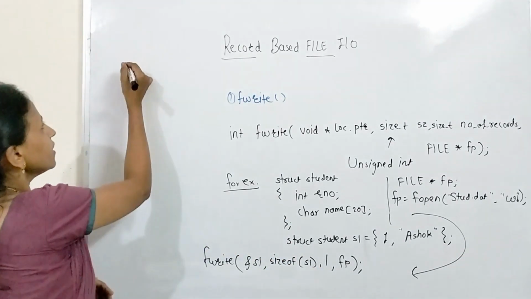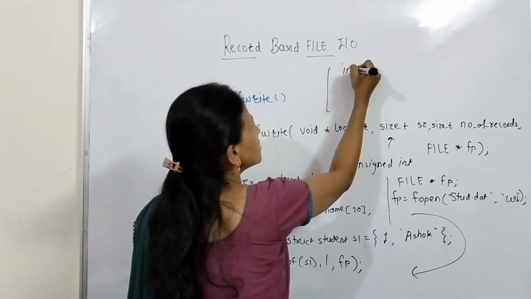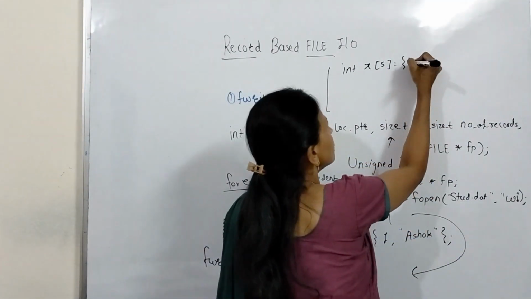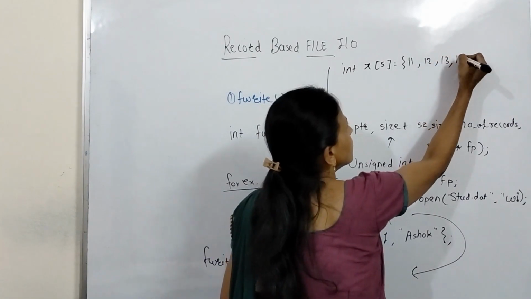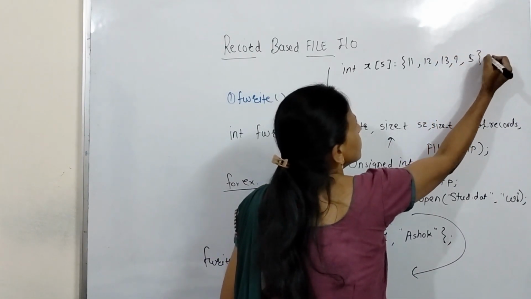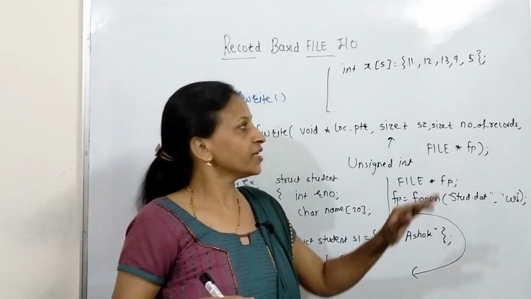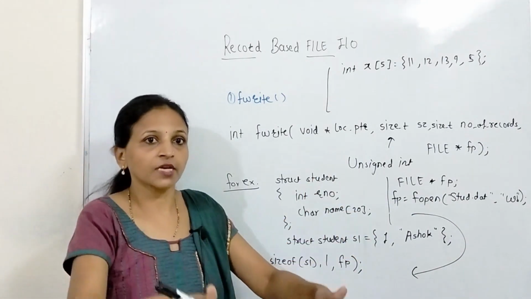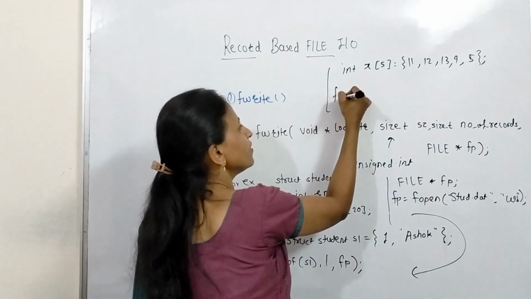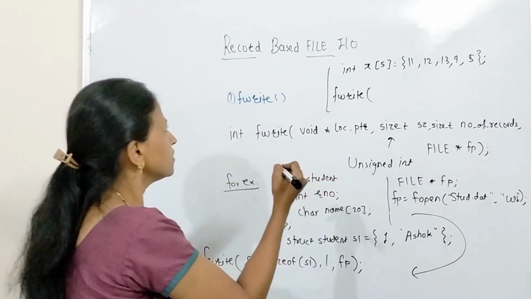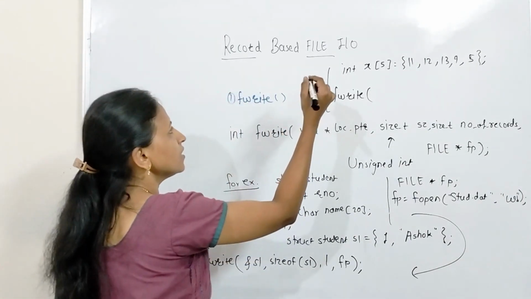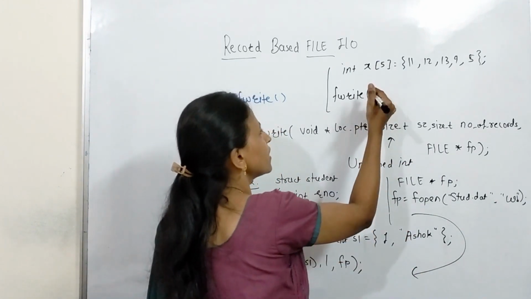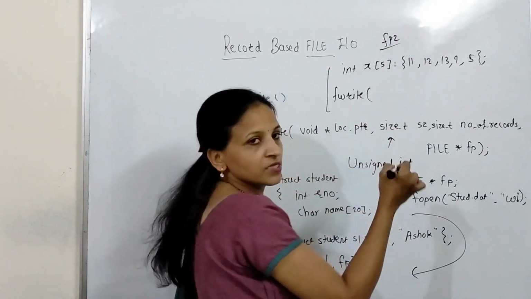How? Let us see. Here we have declared one array, integer x of 5. Initially, we are assigning some values to this, let's say 1, 11, 12, 13, 9 and 5. Now this is an integer array, and I want to write the whole array at a time into the file. If you want to store multiple records at the same time, again that is possible. Now for fwrite, let's say I am declaring one more file pointer here, FILE star fp2, and opening the file, let's say number.dat is the name of the file.